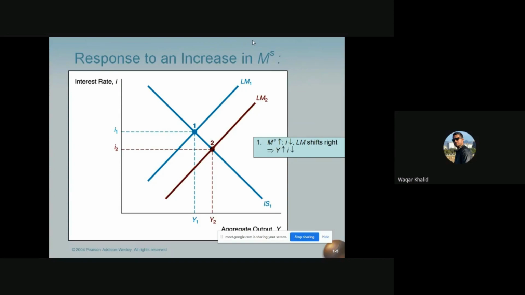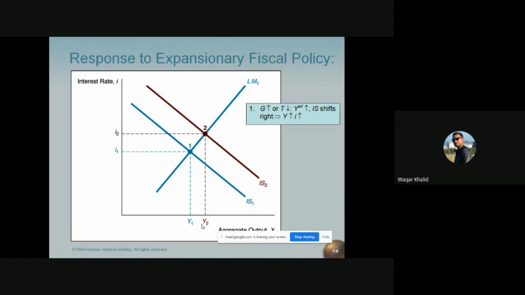In the previous case, when the Federal Reserve increased the money supply, what was the result? A lower interest rate and a higher output level. But now, look here. When the government increases its spending, what is the result? YAD has increased. I mean, there is an increase in the aggregate demand function. That's why the IS curve has shifted from the original position.